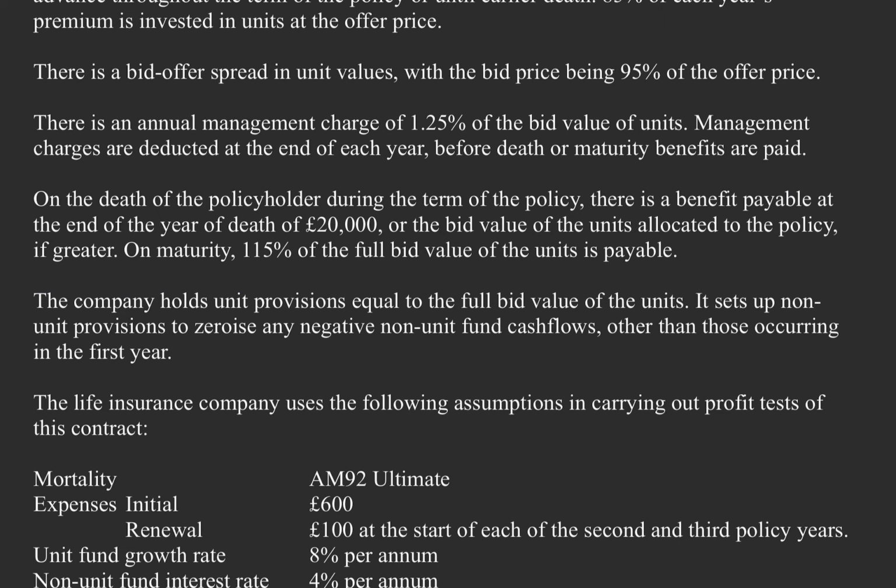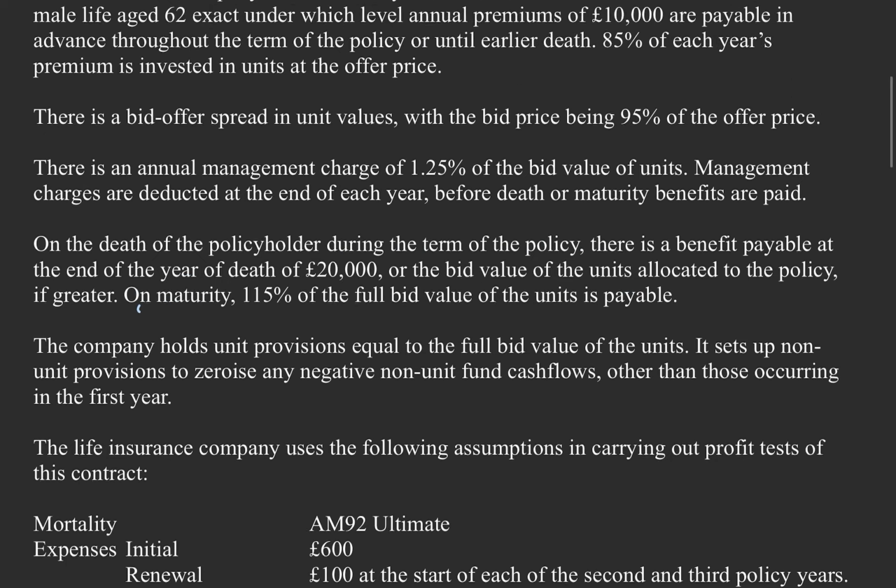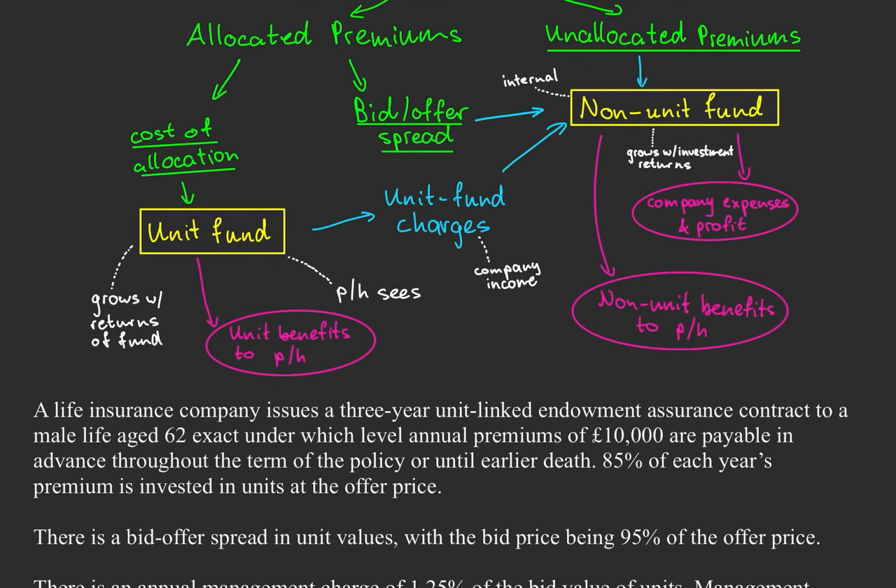Okay. Then on maturity, 115% of the full bid value of the units is payable. So what I'm saying here is that 100% of the bid value of units is actually invested. Now I am required to pay them 115%, so an extra 15%. And where will that come from? Well, not the bid value of the units, because I'm paying them out everything from the unit fund, 100%. So I actually have to chip in from the non-unit fund, and this is what I was talking about earlier.